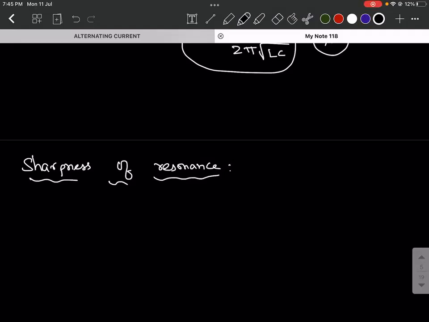That is why the name of the topic itself goes as sharpness of resonance. So when will I get that particular sharp frequency that I require? Because there is a logic that is used in the tuner circuit. So this is how things work.